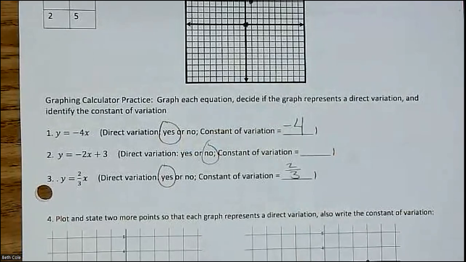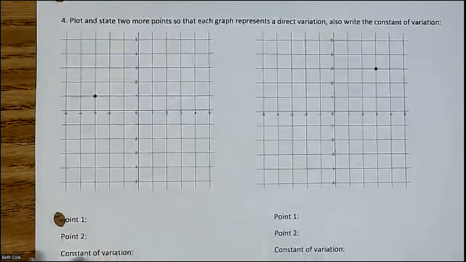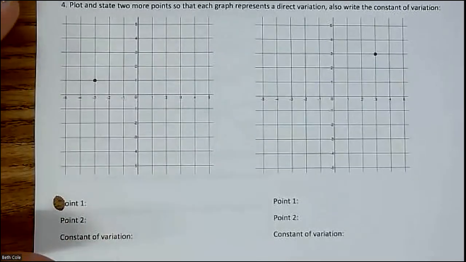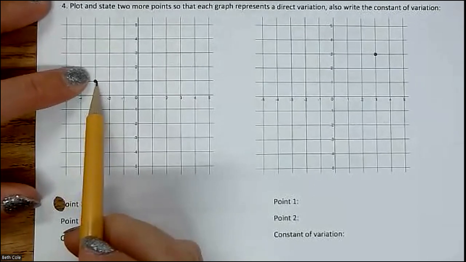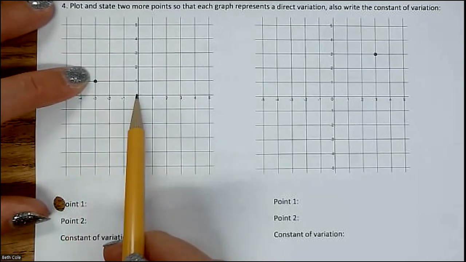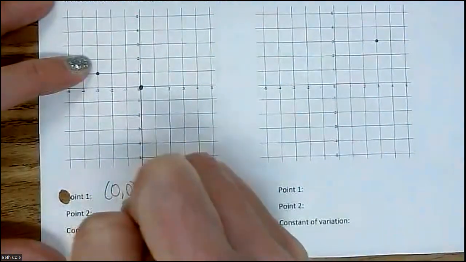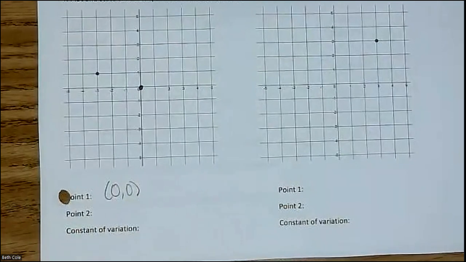All right, and then these last two, you're given a point to get you started. You have to plot and write down 2 more points. Watch. If this is the first point, the next one needs to be 0, 0. So go ahead and plot that and write 0, 0. Like one of the points has to be the origin. So that one's kind of like an automatic one.